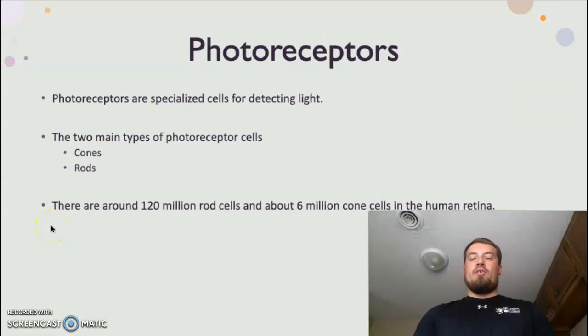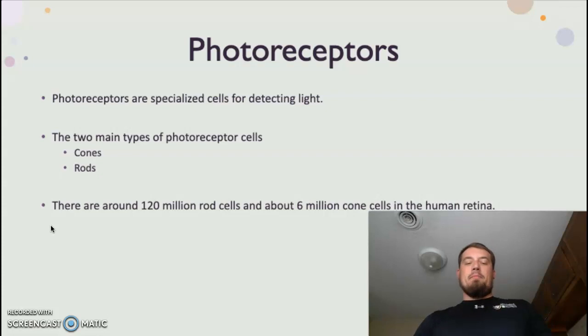So what are photoreceptors? Photoreceptors are specialized cells for detecting light. The 2 main photoreceptor cells are cones and rods. There are around 120 million rod cells and about 6 million cone cells in the human retina. So that comes out to be about a 20-to-1 ratio for rods to cone cells.